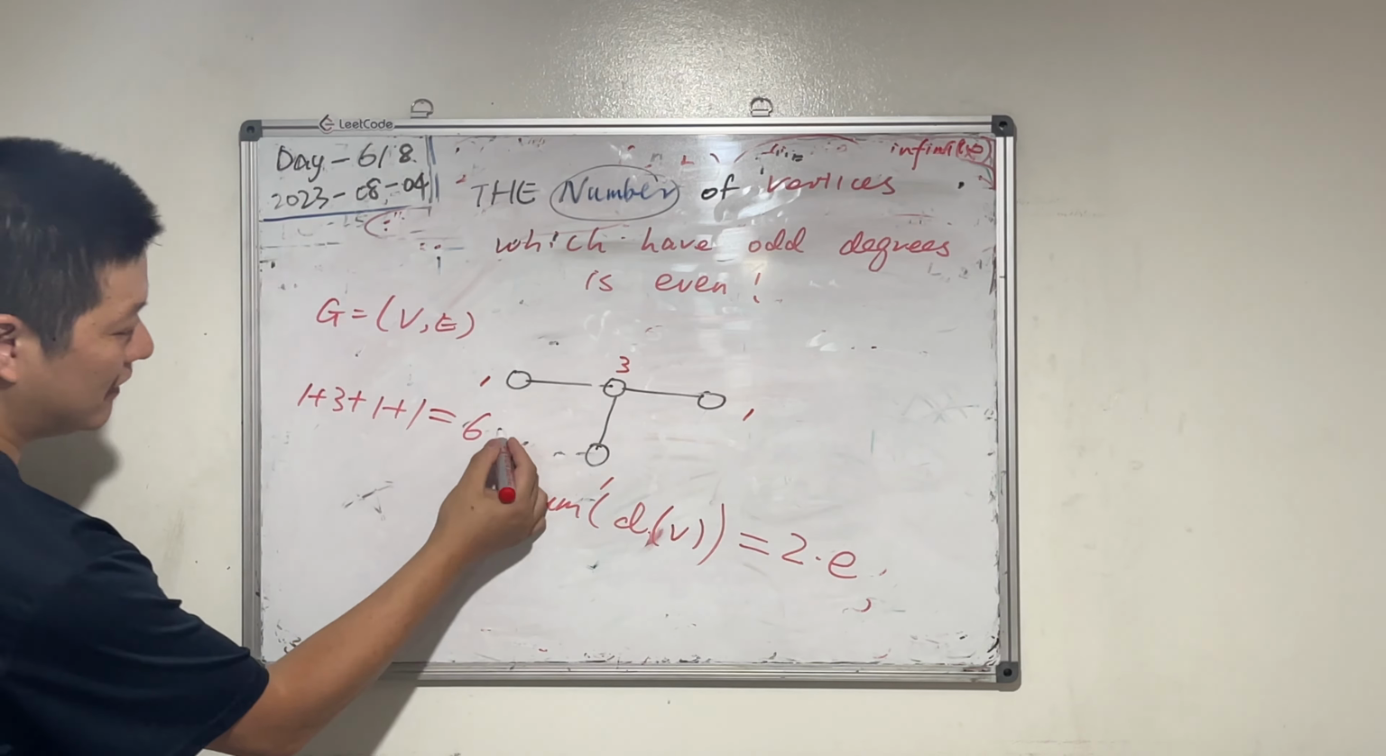That's it. Let's look at another example. Can I draw an example? Okay, let me finish this. What's the degree? 2, 2, 2, 2. So 2 plus 2 plus 2 plus 2 equals 4 edges times 2. Can you draw an example just to double check? Okay.